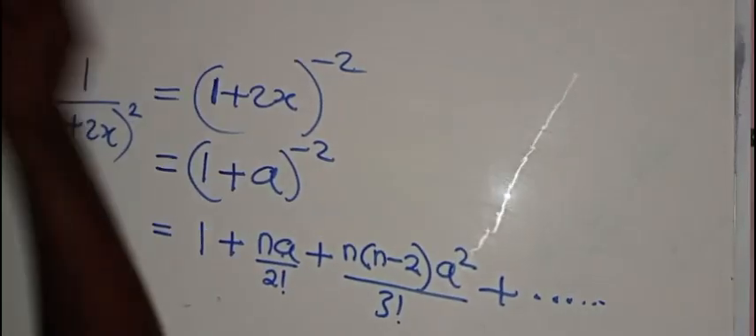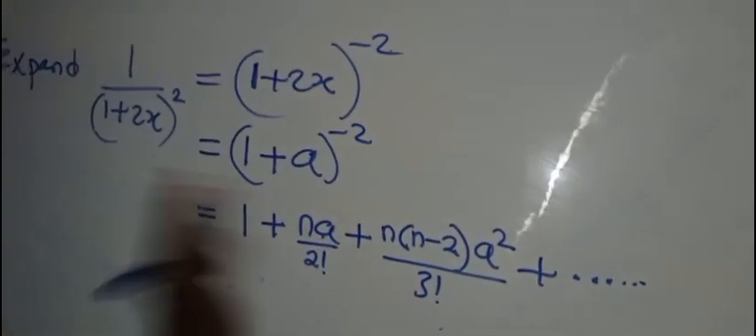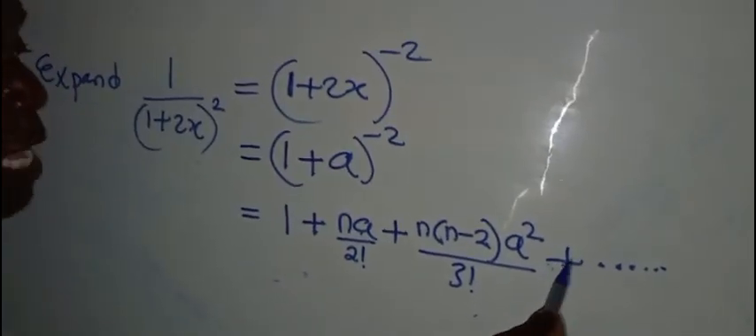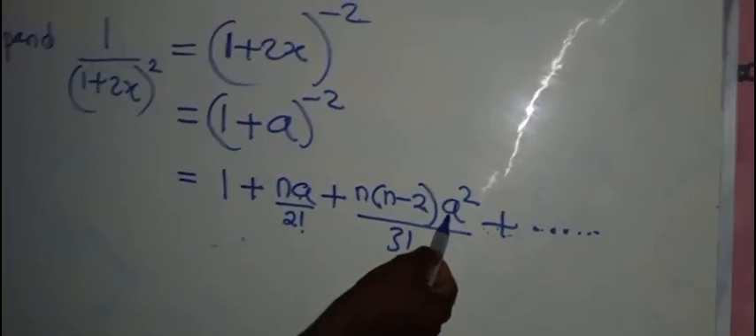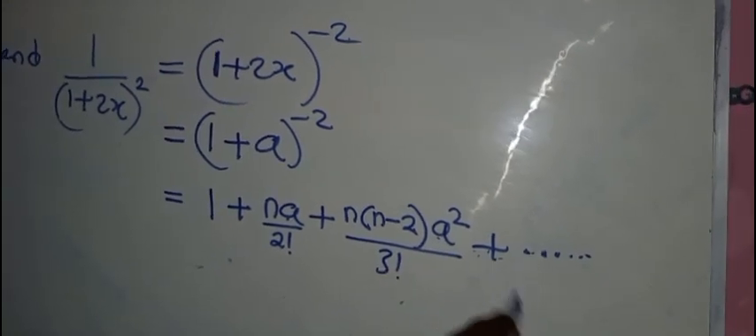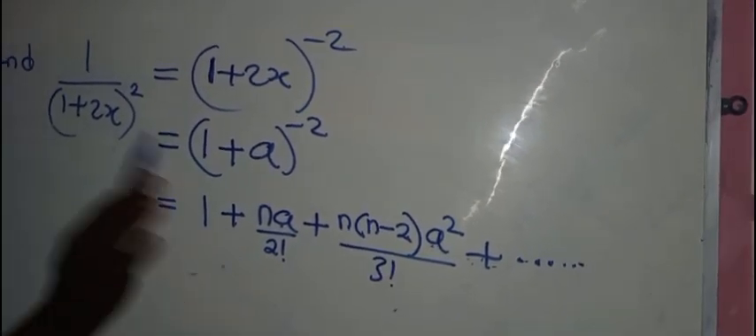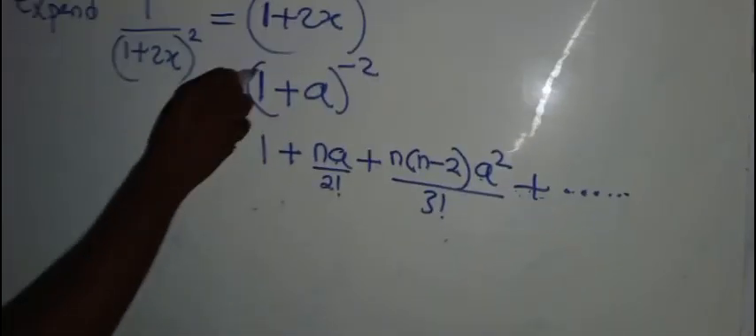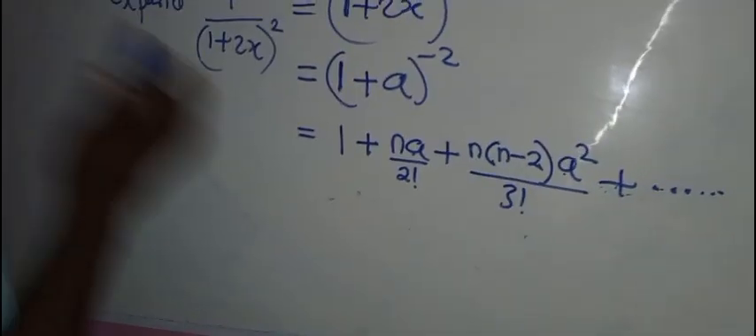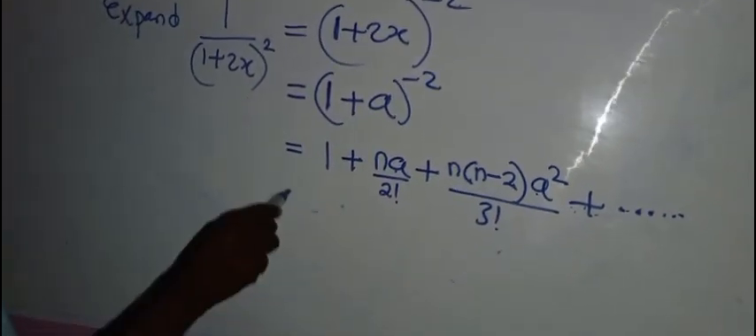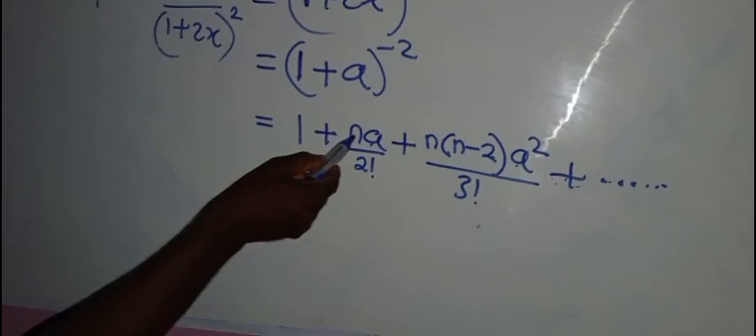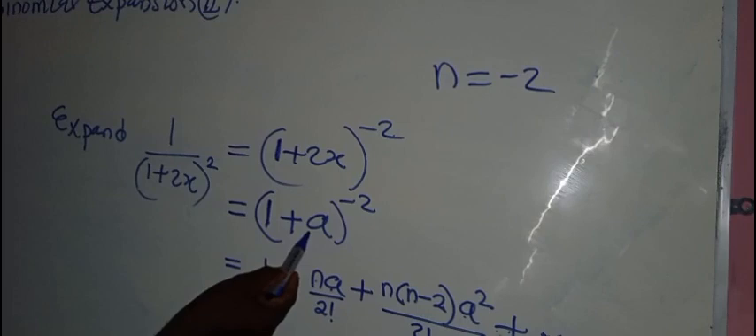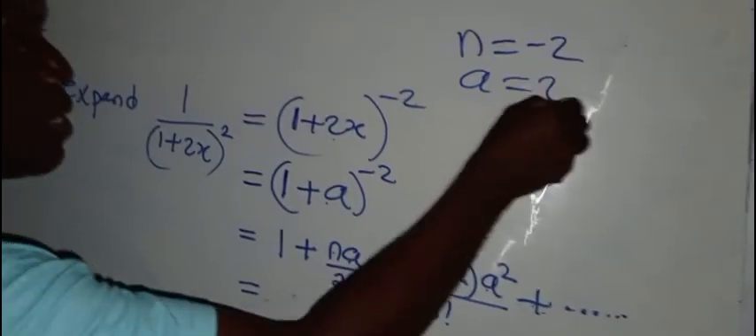Now for something like this, after you might have done 1, 2, 3, you stop. But continue. The next one will be n times n minus 1 times n minus 2 times n minus 3. This will become what? a raised to power 3 over what? 4 factorial. So usually for this one, this is the method. Look at the formula. So make sure that this place is 1. What if this place is not 1? I will tell you in another place. So once you do this one, very simple. You just substitute now. Your n is minus 2. Your a is 2x.